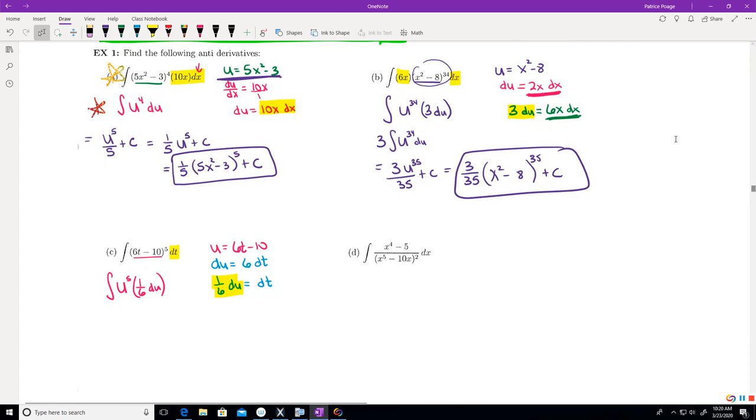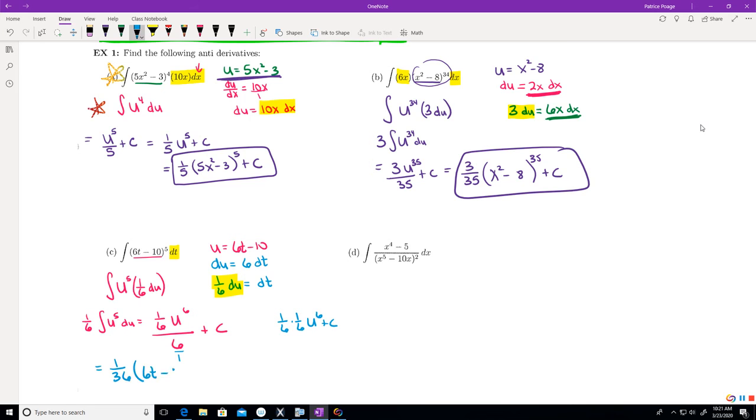Once I have replaced all of my t values with u values, I pull my number out front, and then I'm going to integrate. So this will become u to the 6 divided by 6 plus c. So pretend this is like 6 over 1. Dividing by 6 over 1 is the same thing as multiplying 1/6 times 1/6, u to the 6 plus c. And so I have 1/36, and then I put my u back in. 6t minus 10 to the 6 plus c.